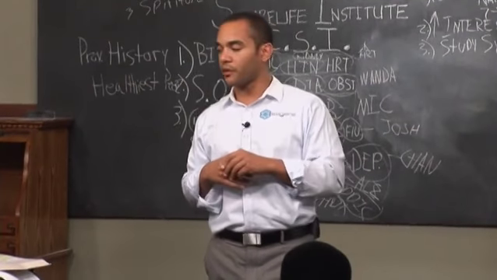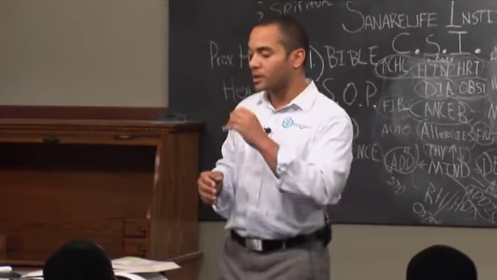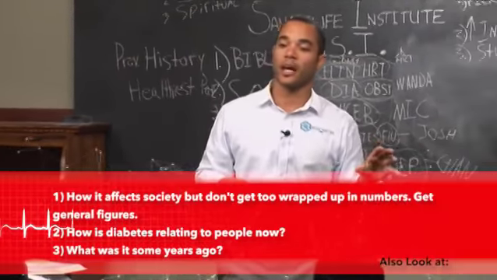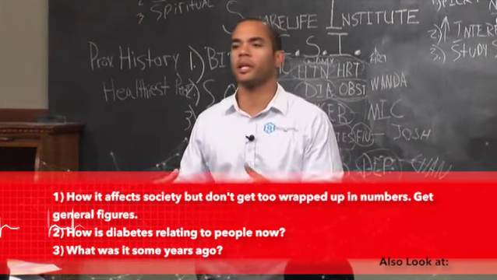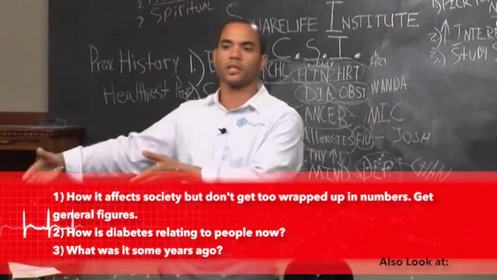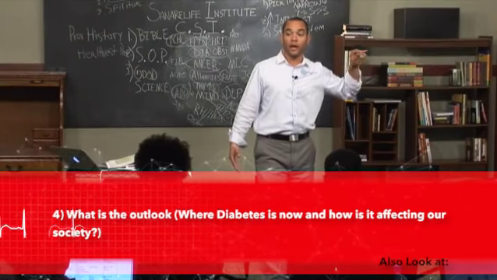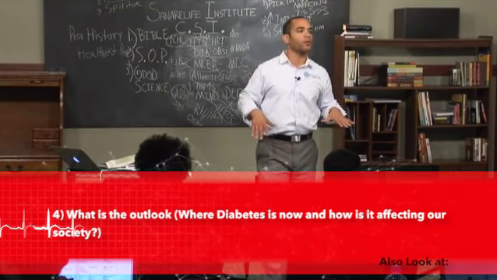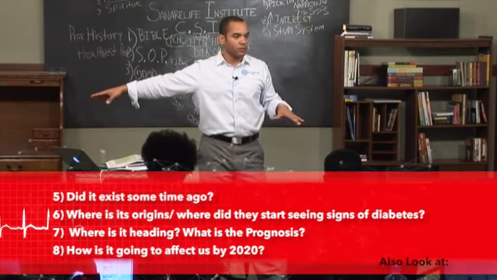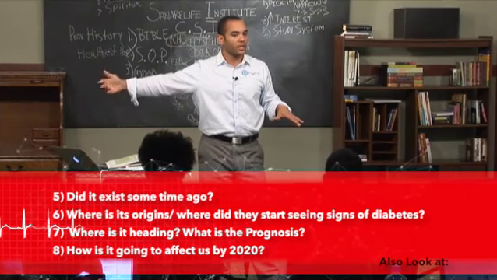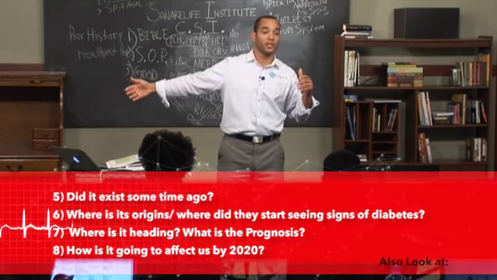So these are just some different areas you want to look at in this paper. You want to look at how it affects society, but don't get too wrapped up in numbers. Get some general figures, you know what I mean? How is diabetes starting to relate to the people now? What was it some years ago? And what is the outlook? Where is diabetes now, and how is it affecting our society right now? Did it exist some time ago? Where is its origins? When did they start seeing signs of diabetes? So in your case with diabetes, the stuff has been around since the Egyptians.